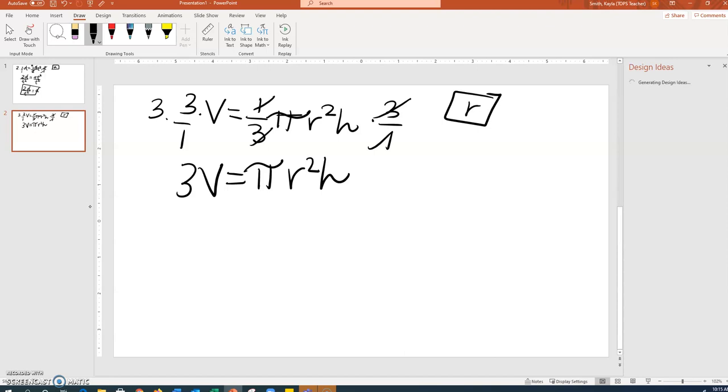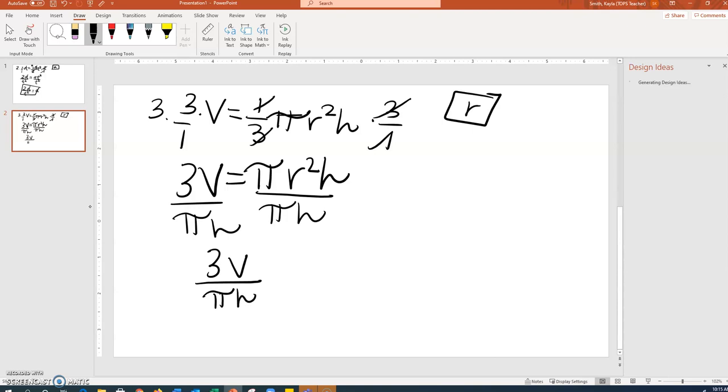And remember, we want to get rid of everything. So this is pi times r squared times h. So pi and h are both being multiplied by r squared. So I can go ahead now and divide by both of those to get rid of them because they were multiplication. So I'm going to do the opposite. So now I have 3V divided by pi times h equals r squared.